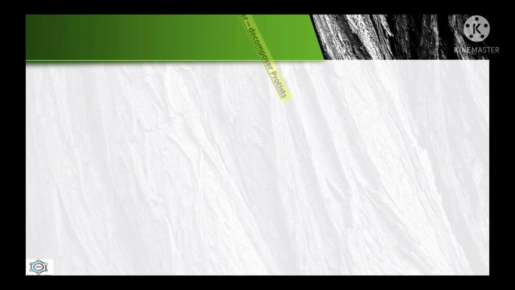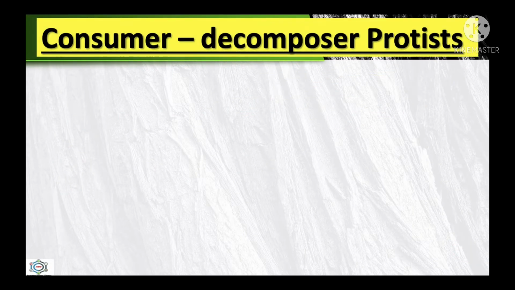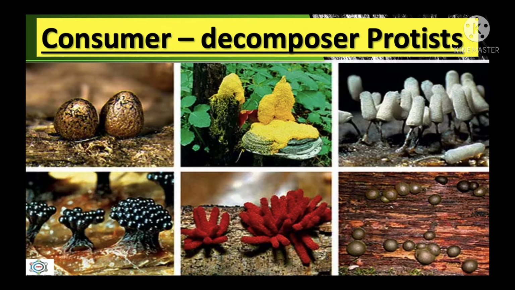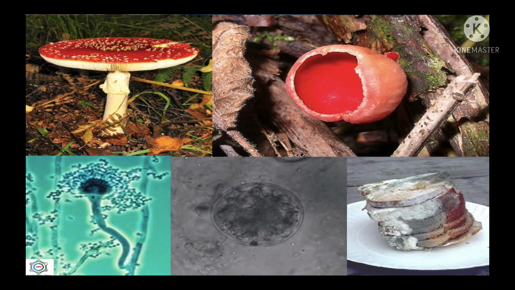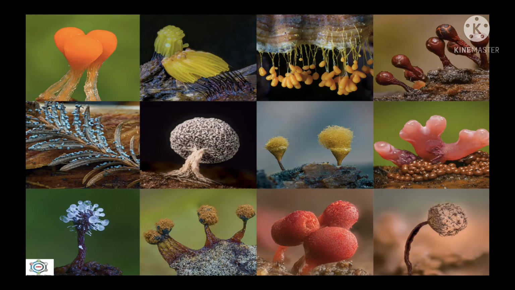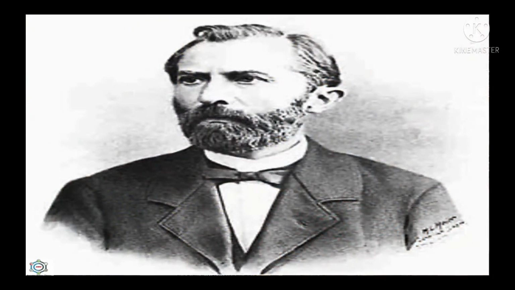At first, the question is, what are consumer decomposer protists? Slime molds include very interesting and peculiar organisms which share the characters of both animals and fungi. Due to this peculiarity, they are commonly called fungus-animals. Anton de Bary related them to animals and called them Mycetozoa.